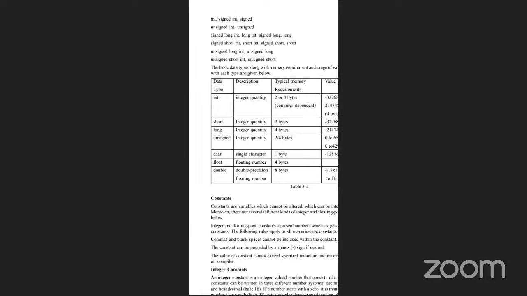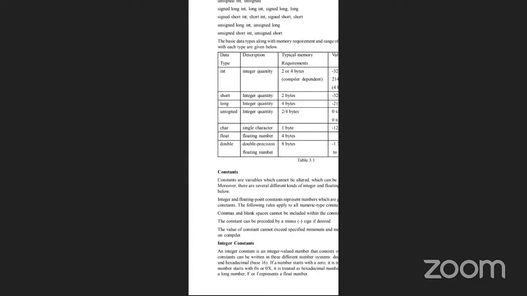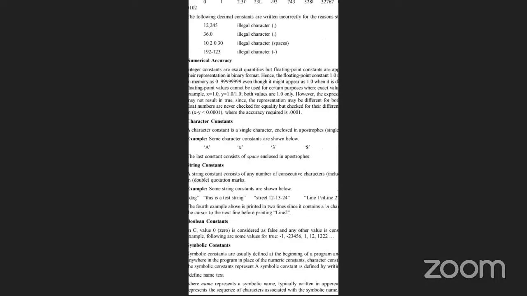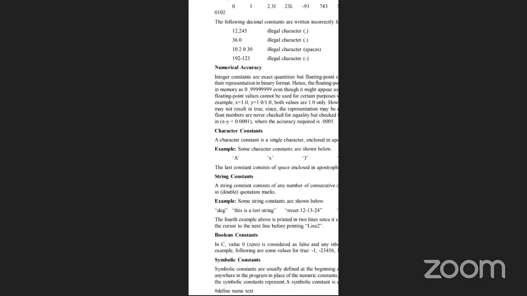Okay. So these are the data types and data ranges. From this, for example, int is 2 to 4 bytes, meaning the range is minus 32768 to 32767. Range means whatever input we are giving, that range and the volume is given here. Okay. And constants, integer constants. Next, character constants.